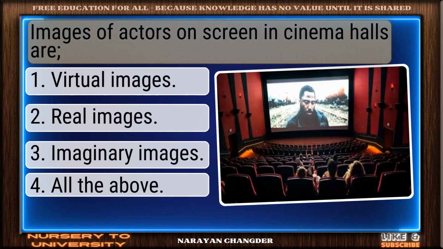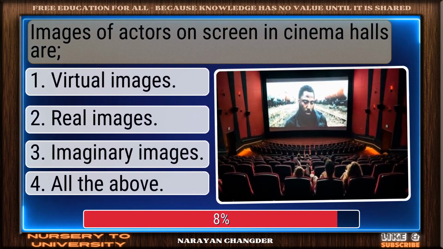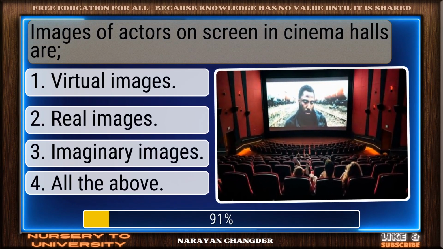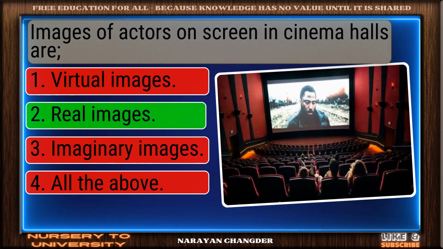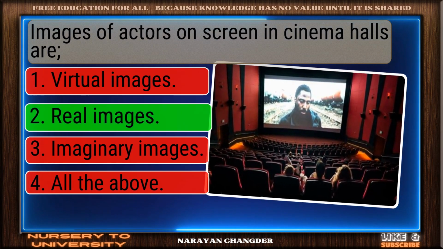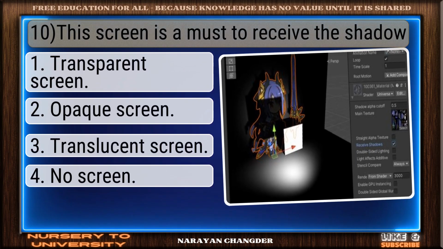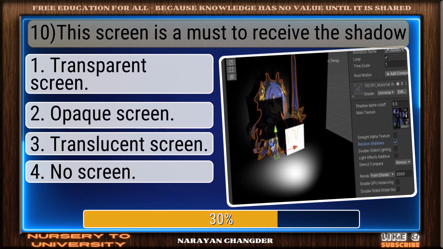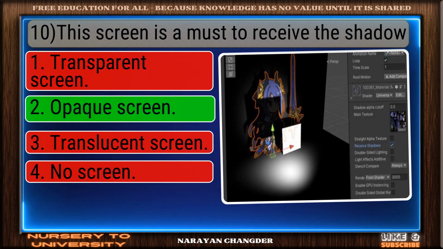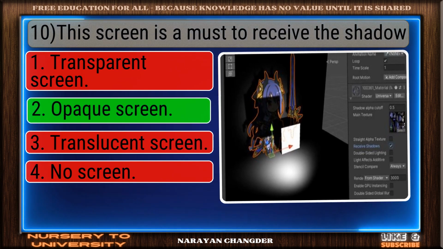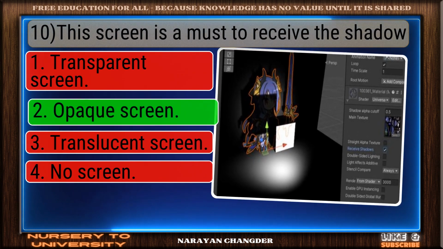Images of actors on screen in cinema halls are? Great job. Real images is the accurate answer. This screen is a must to receive the shadow. Smart pick. Opaque screen is the correct choice.